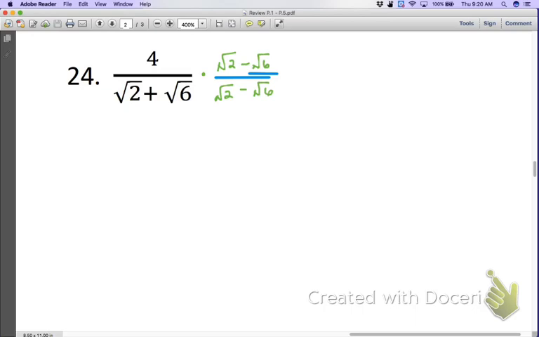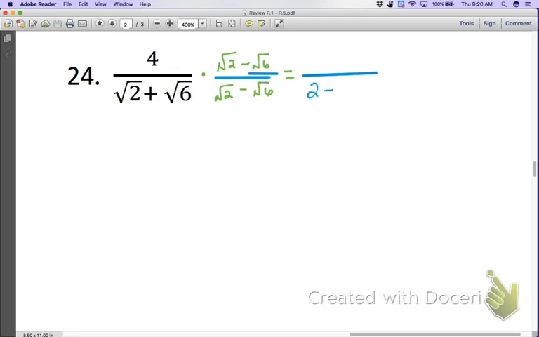Now, remember, whenever I multiply by a conjugate, I'm just going to worry about the bottom right now, and then I'll come back to the top in just a second. So remember, whenever I multiply with a conjugate, I only have to multiply the first 2 terms and then the last 2 terms, and I kind of go from there, right? So what's the square root of 2 times the square root of 2 going to be? 2.